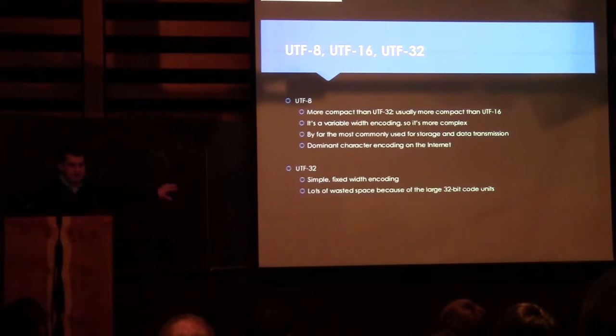UTF-32 has the benefit that it's simple, so it's a fixed width encoding, but it has a lot of wasted space because of the large 32-bit code units. I would contend that if Unicode 1.0 had not introduced UCS2, then UTF-16 probably would not exist at all, and that the primary purpose of UTF-16 is to support interop with old UCS2 code.